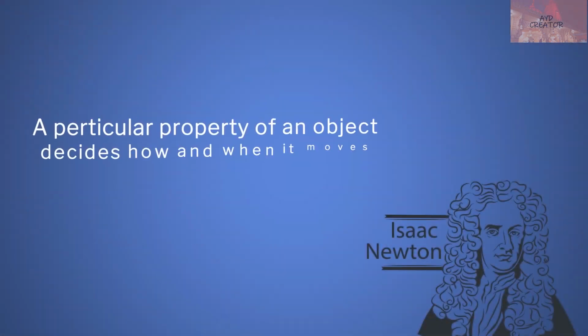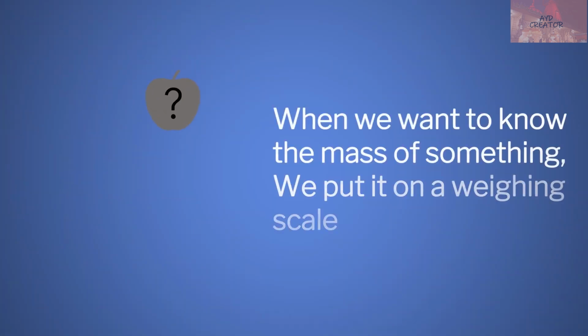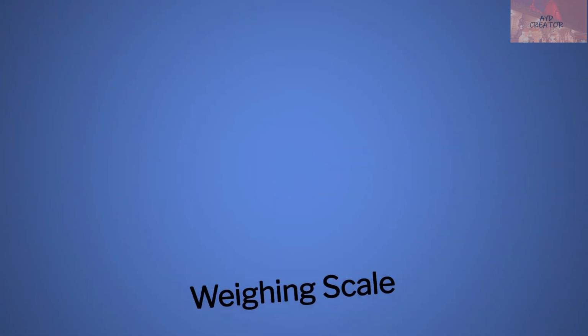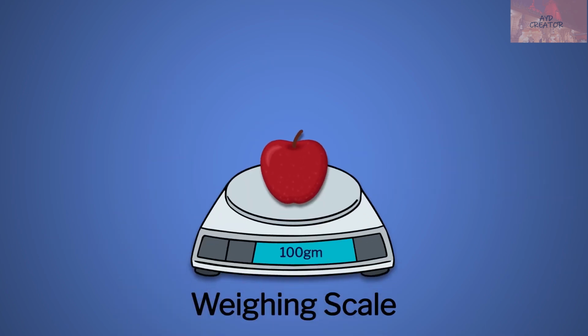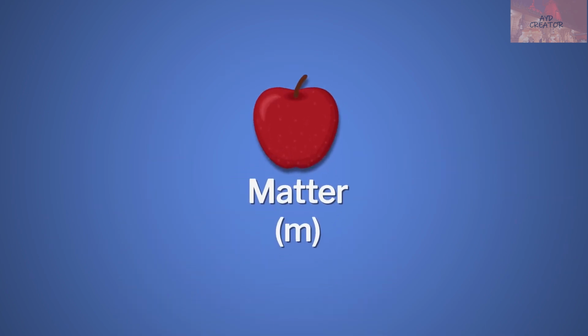Newton said that it was a particular property of objects that decided how and when it moves. That property is its mass. Mass is basically the atoms and molecules packed inside an object. When we want to know the mass of something, we put it on a weighing scale. But do you know that weighing scales don't really measure mass? They calculate the weight. Mass is simply the matter.